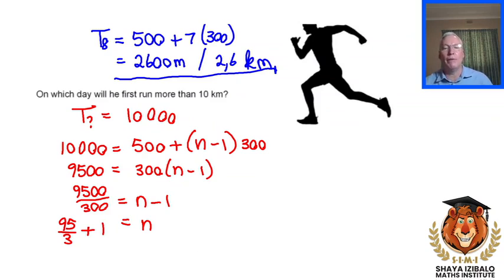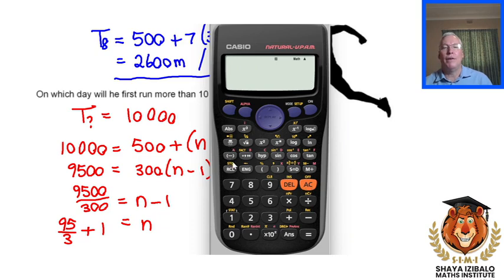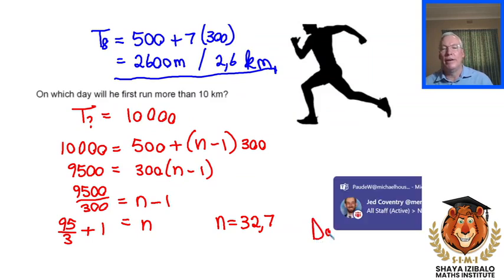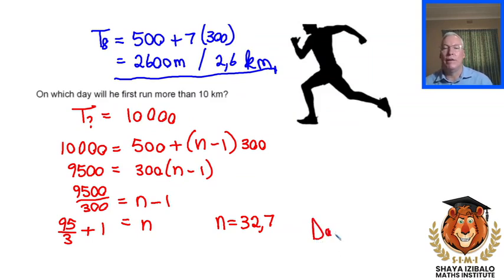Now let's take a look at what that actually comes to. 95 over 3 plus 1, and we get 98 over 3. We get 32.7. n equals 32.7. Now what that tells us is that there is not a day on which he runs 10 kilometers. On the 32nd day, he will be a little bit less than 10 kilometers, and on the 33rd day, he will be a little bit more. So the answer to the question is day 33.